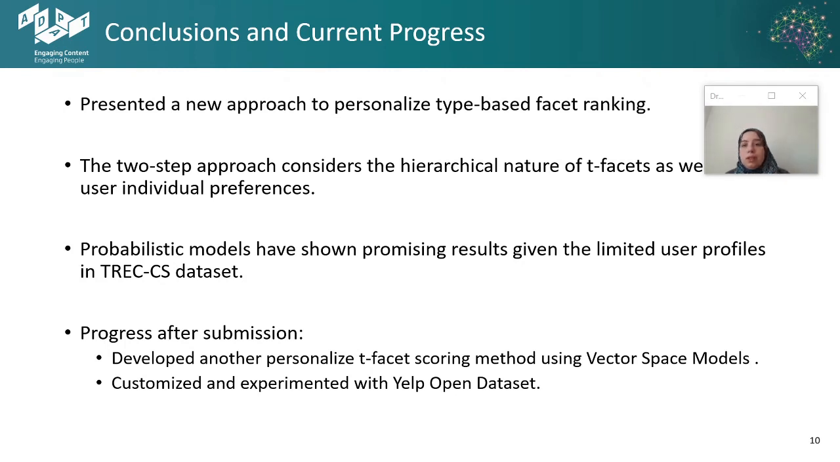So in this presentation, I tried to give a very quick, brief overview of our approach to personalized type-based facet ranking. Our two-step approach considers the hierarchical nature of the T-facets as well as individual user preferences. The probabilistic models have shown promising results given the limited user profiles in the TREC CS dataset. After submitting the paper, we developed another personalized T-facet scoring method using vector space models, and it achieved very good results. We also customized and experimented with a larger scale dataset, the Yelp Open dataset, and we wanted to compare how the approach performs in TREC CS and in the Yelp Open dataset.